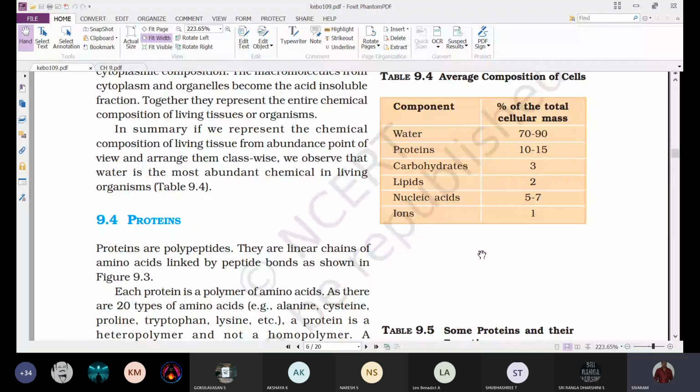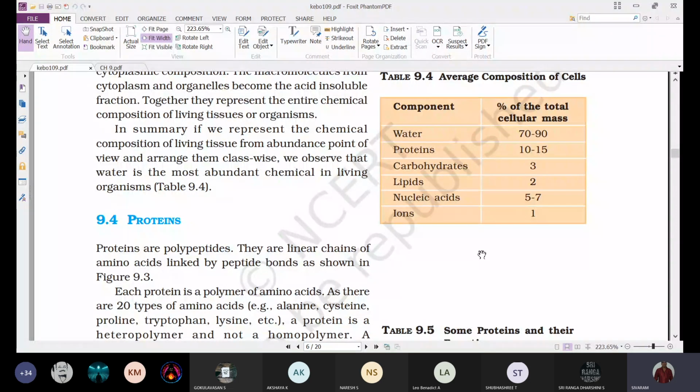The remaining elements which are present in ionic form, like sodium, potassium, calcium, iron, zinc, all come below 1%. In human cells, it is usually around 0.9%. That is less than 1%, so we say nearly 1%.